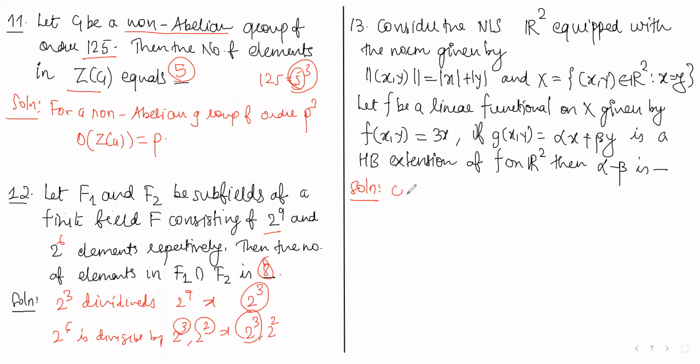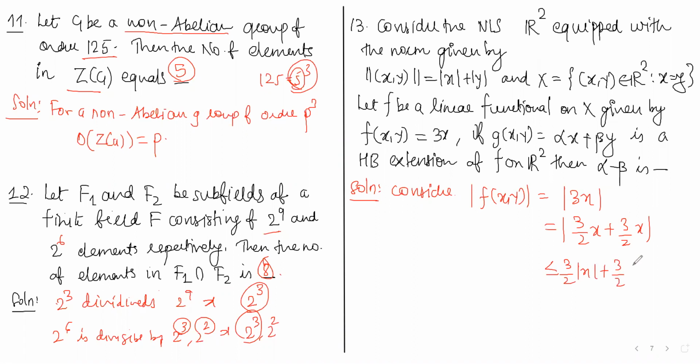So I'll consider mod of f of x comma y. This is equal to mod of 3x. But since I'm given that it is on R2, I can split this: 3 by 2 x plus 3 by 2 x. Now just apply the triangle inequality. It will give me 3 times mod x plus 3 by 2 times mod x.